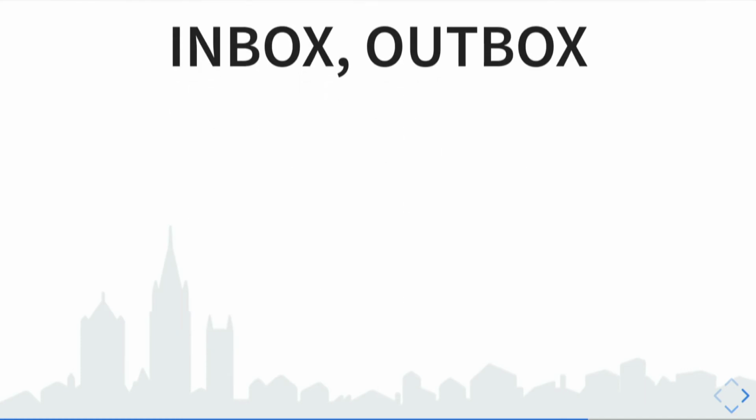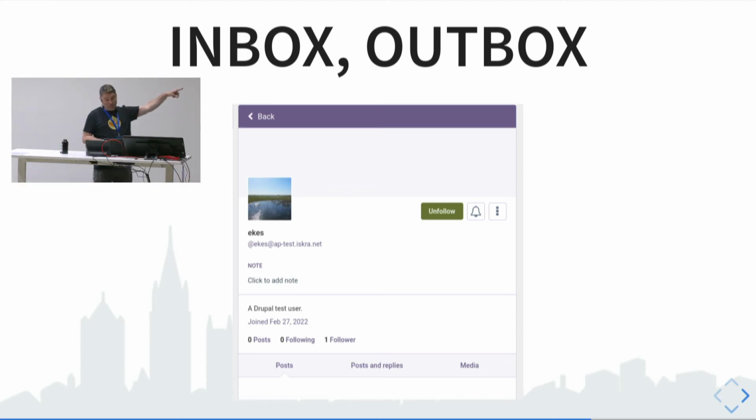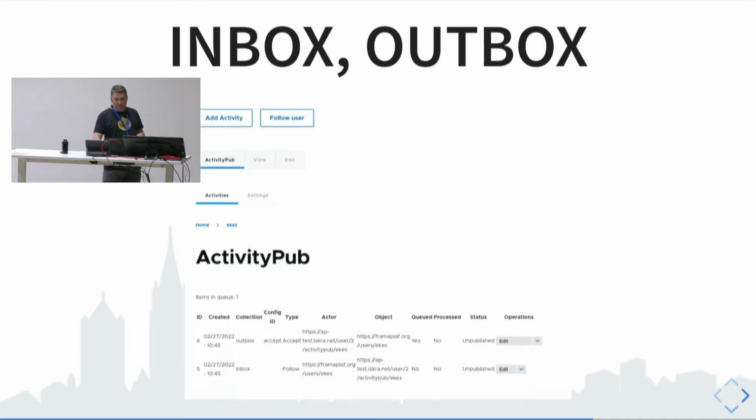So one of the things that I said we just don't have yet in Drupal would be an inbox and outbox on the actor, which is the essential thing for being able to push and pull the content. Well, now we do. So there's that Drupal user on Mastodon, and I've clicked the follow button. And here in the Drupal website, and this is kind of a bit of the back end of the ActivityPub, you can see the activity.